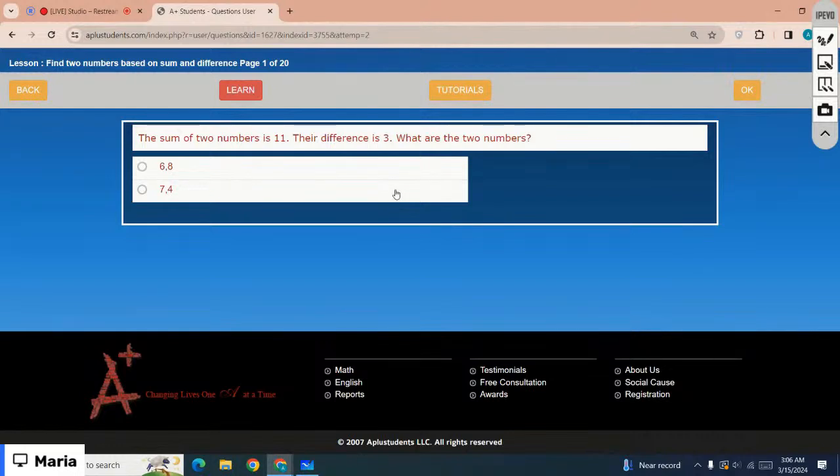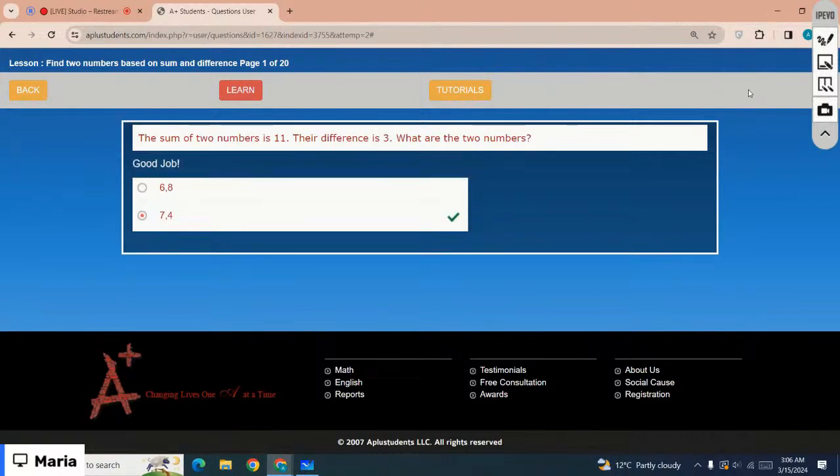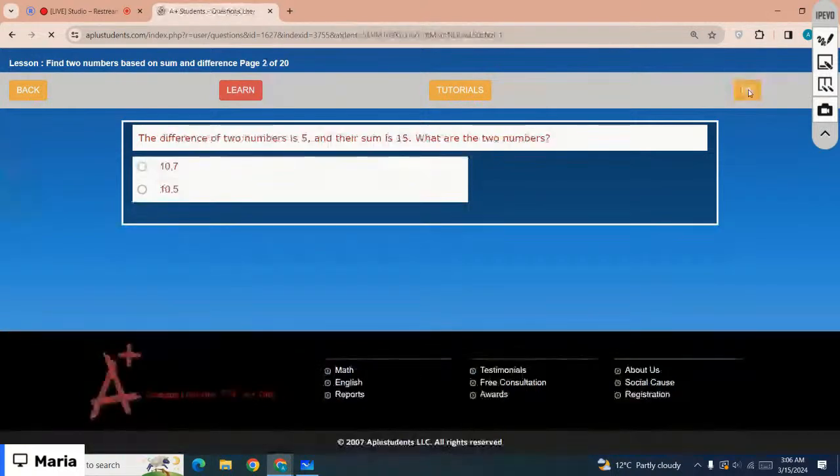You are given two of the options, so it is very easy to find the answer when you are given the options, right? Okay, the next one is the difference of two numbers is 5 and their sum is 15. What are the two numbers? So which is the correct option? You have to find the two numbers. When you add them, the answer is 15. When you subtract them, the answer is 5.